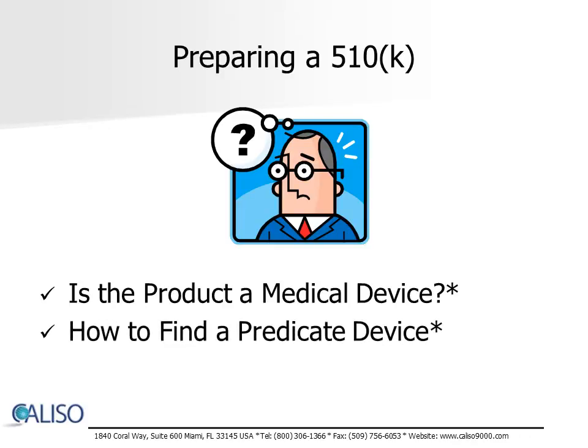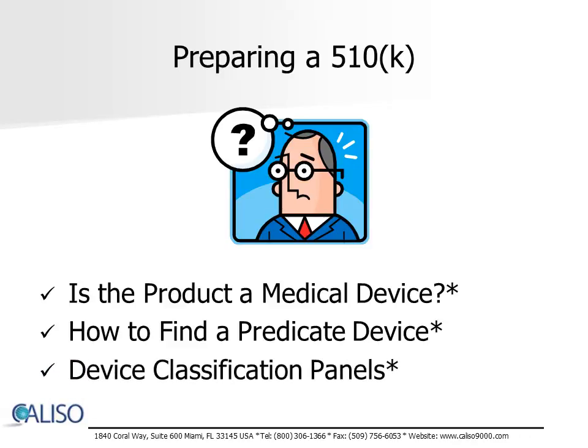You then need to determine what predicate device you will be using as a comparison to your device if you haven't already done so. Generally, a predicate device is a device that is similar to the device you are submitting to the FDA either in design or intended use. A 510(k) is a pre-marketing submission made to the FDA to demonstrate that the device to be marketed is safe and effective by proving substantial equivalence to a legally marketed device. It is helpful to review the link "How to Find a Predicate Device."